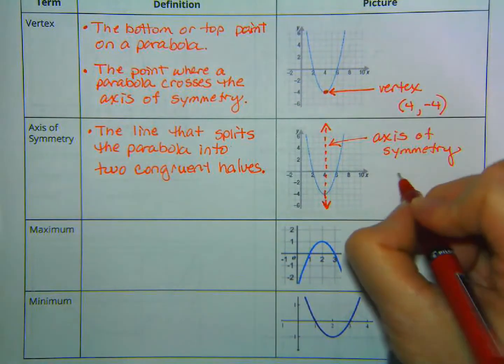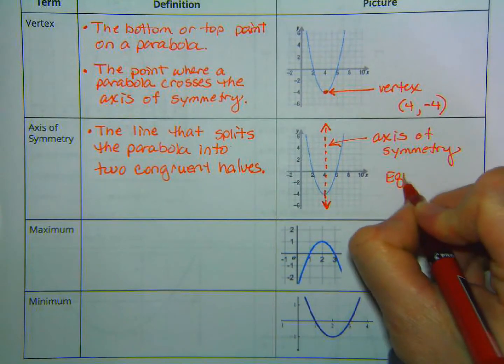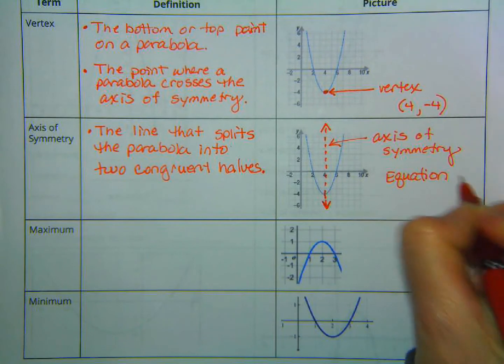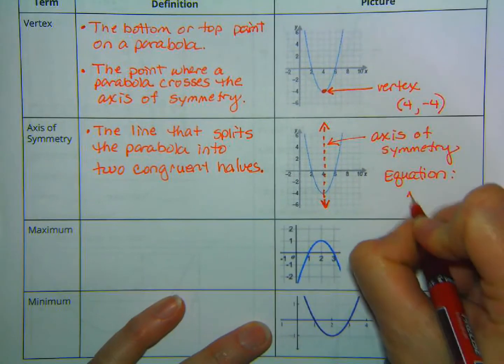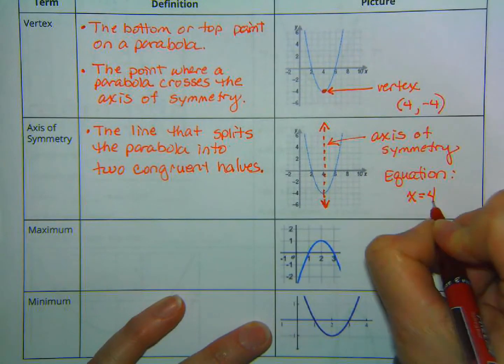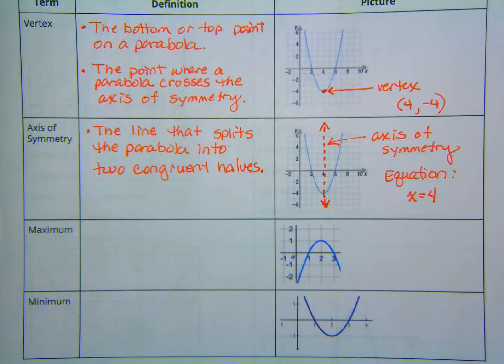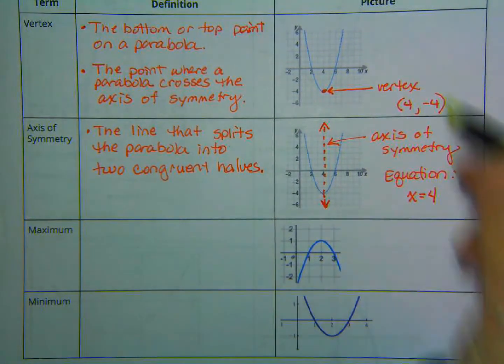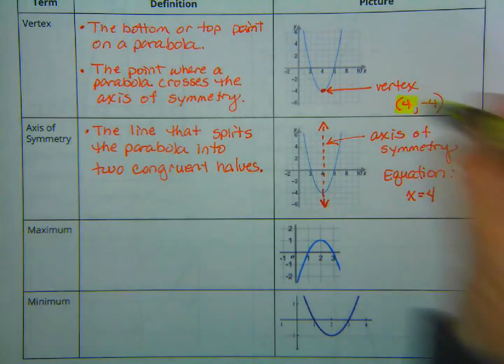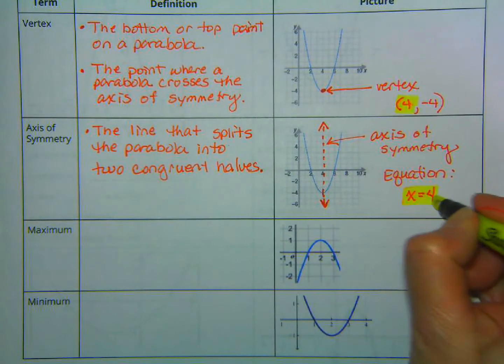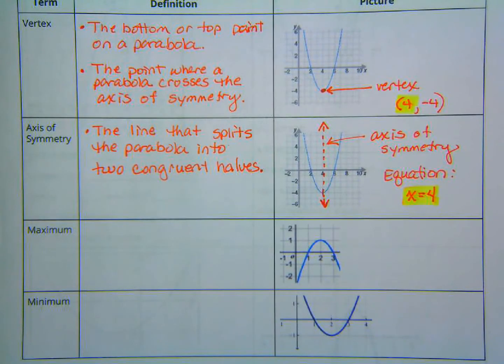And if we were to write an equation, or tell what the axis of symmetry is, the equation is the line x = 4. And that comes from this right here. All the x values have to be 4. Every x value on this line is 4.